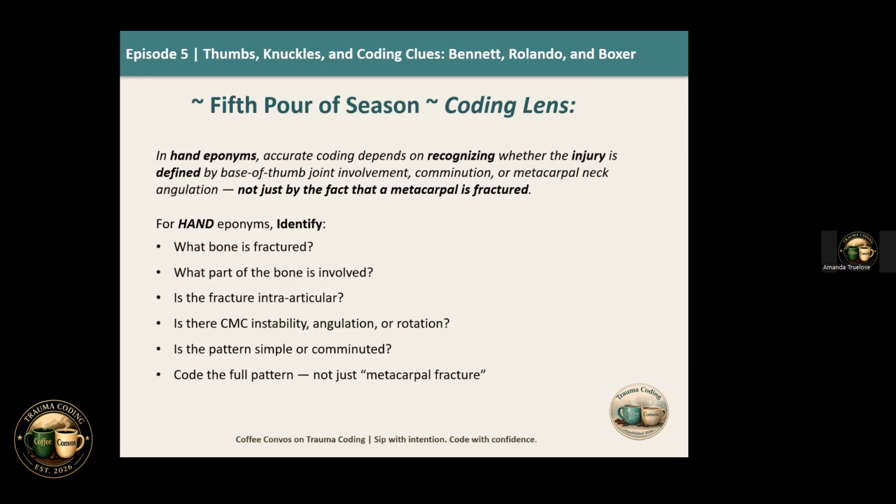Number 4, we need to also look for instability and angulation or rotation. This matters especially for your Bennett with that carpometacarpal instability and Boxer with that angulation or rotational deformity. But 4 is not enough. We have to take it one more step. We got to go all the way. We can count to 5. Now we need to code the full hand pattern and not just the metacarpal. That is our core teaching point for this episode.